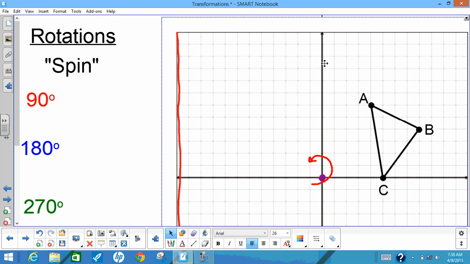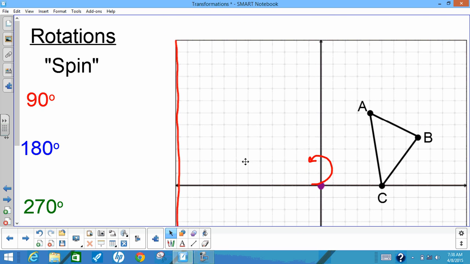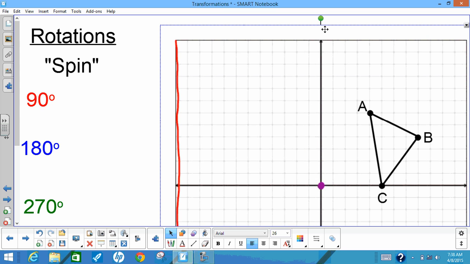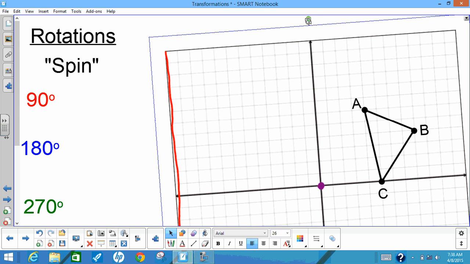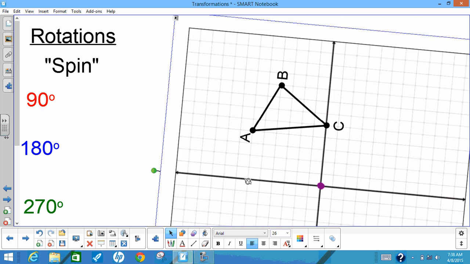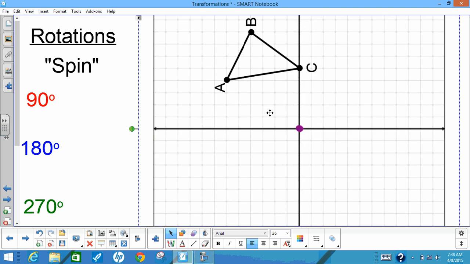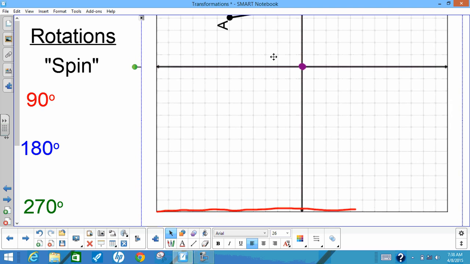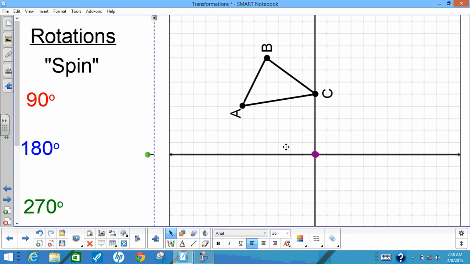So when I rotate this triangle by 90 degrees, all you need to do is take your paper and turn it to the left so that the left side is now the bottom of the paper. So you can see the red that I made, the left side is now the bottom.